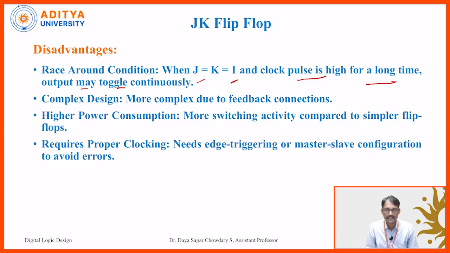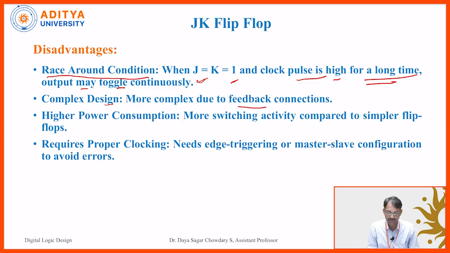So at the end, if we change the signal and the clock pulse goes to 0, we definitely cannot predict the output, either 0 or 1. So this is the drawback, and that we call the race around condition. Most of the time, if the clock pulse and all these inputs are high for a long time, the race around condition will definitely arise. And complex design because of the feedback circuit. The output is given to the input, so it forms a loop, that we call feedback. That is why it is a somewhat complex design.